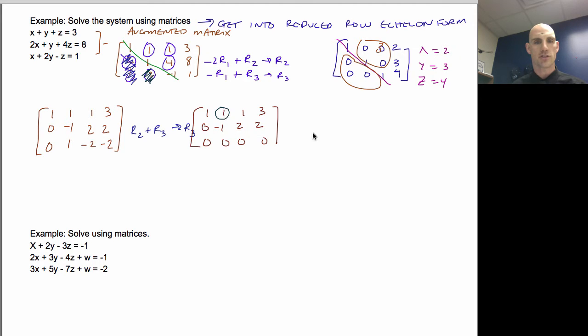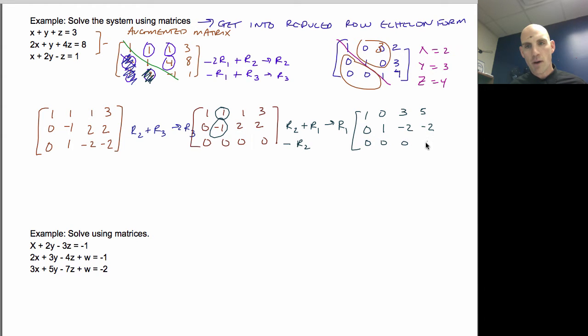I can add row 2 plus row 1. So I'm going to go row 2 plus row 1. To remind myself, I'm sticking that in row 1. So 0 plus 1 is 1. Negative 1 plus 1 is 0. 2 plus 1 is 3. And 2 plus 3 is 5. Okay. My second line, I know I need a 1 here, so I'm going to do negative row 2. I'm just going to multiply it by a negative 1. So I've got 0 and 1 and negative 2 and negative 2, and zeros on my bottom row.